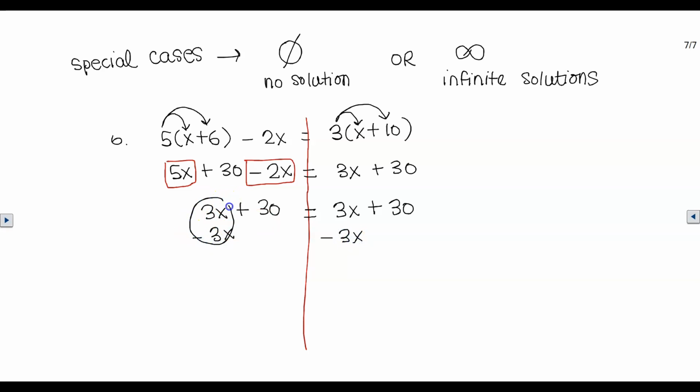So 3x minus 3x cancels on this side. 3x minus 3x cancels on this side. So I have 30 equal to 30. Now, I can't go any further on this equation. I can't undo adding or subtracting because there is none, and I can't undo multiplying or dividing because there is none. I just have 30 equals 30. 30 equals 30 is true. So on this problem, it would be infinite.